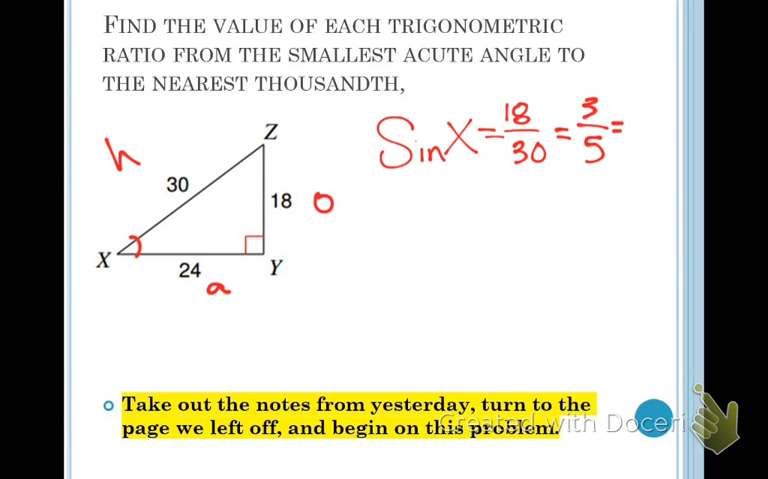All right. What is this as a decimal? 0.6.